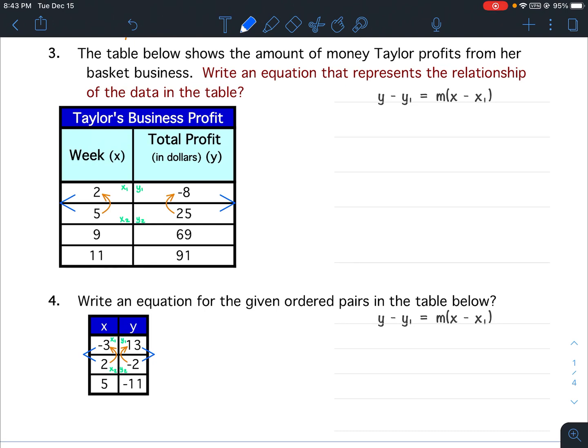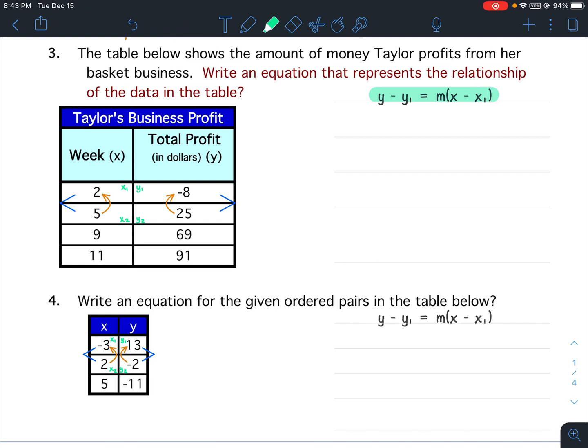Now, if you remember correctly, we want to look for x is 0, because if you find where x is 0, then you know the y-intercept. But if you look at our x column here, there is no 0. And because there's no 0, we now have to use this formula to find our equation.